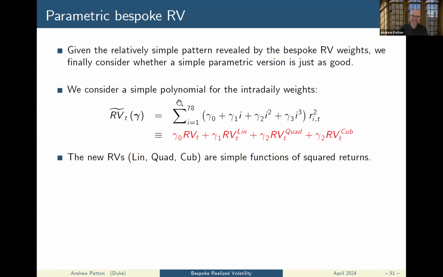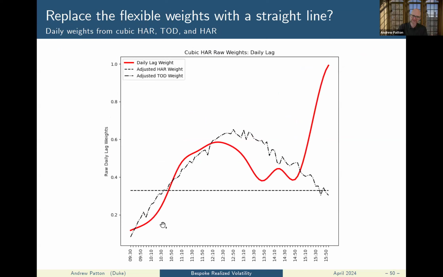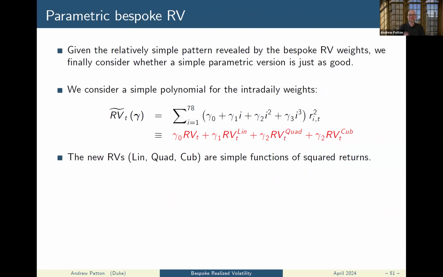So what we're going to have here is a parametric bespoke realized variance where we weight the squared returns using a cubic function of the counter for which period it is. So the powers are 1, 2, 3. The indicators go from 1 to 78. So the leading term is the constant, gamma naught. Then we have a linear term, a quadratic, and a cubic term. So if I go back for a second, what I'm going to do is try to approximate this red line with a cubic function of an indicator for what period of the day it is, 1 to 78.